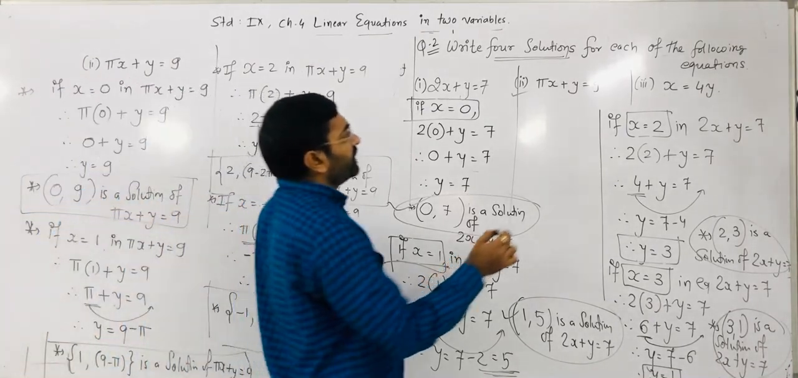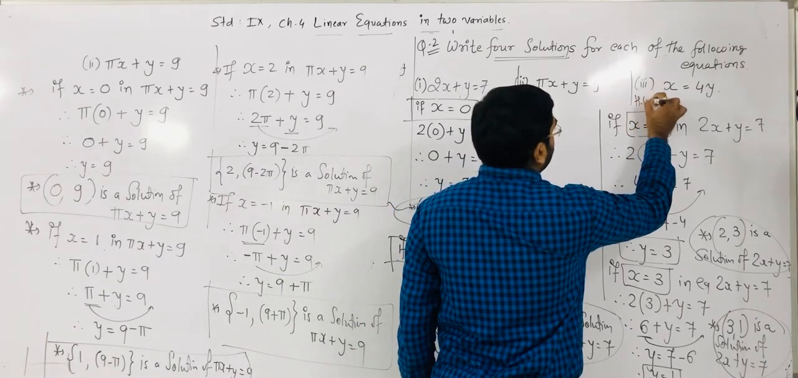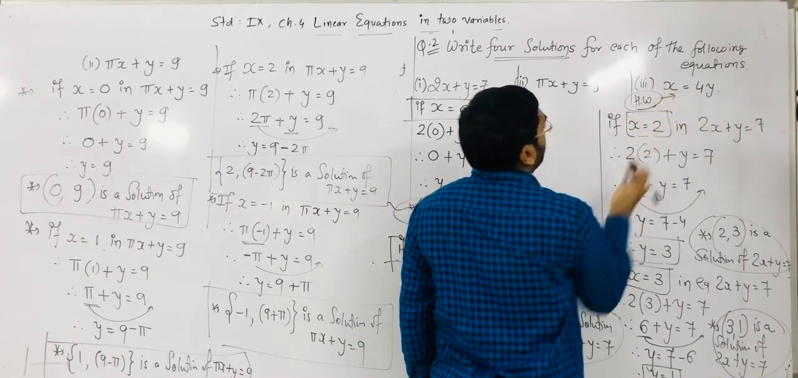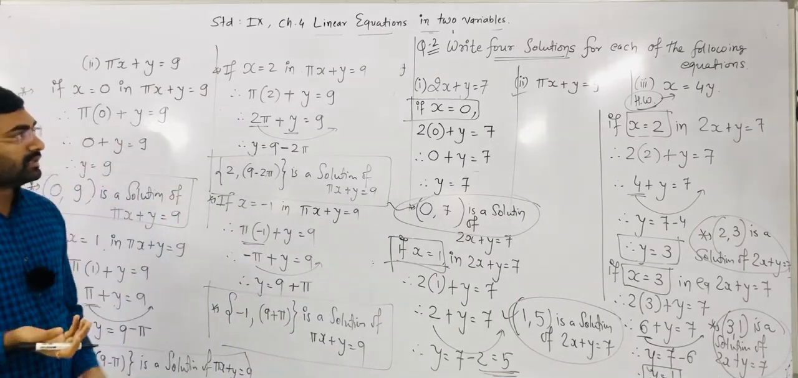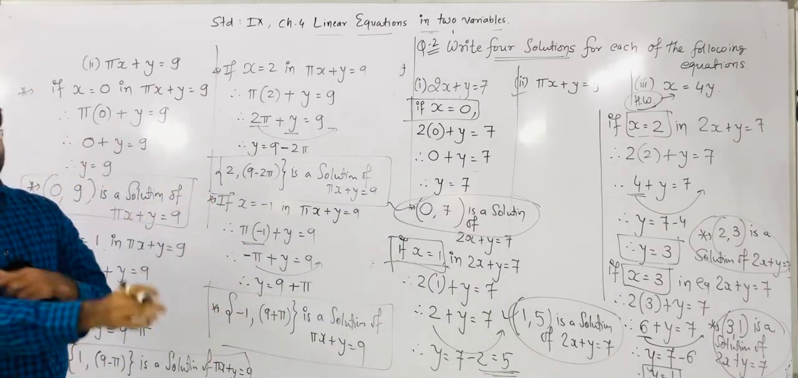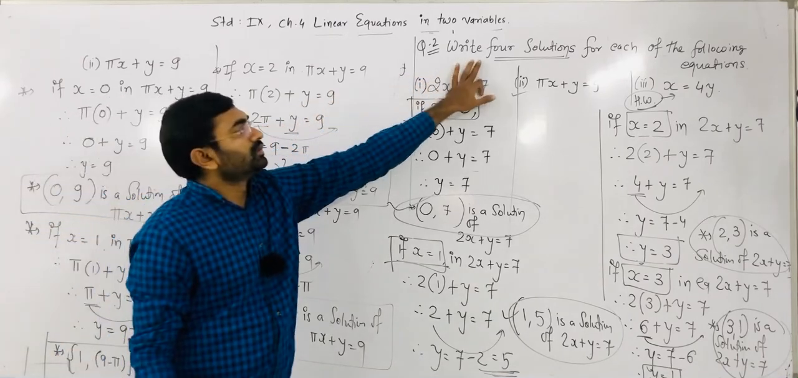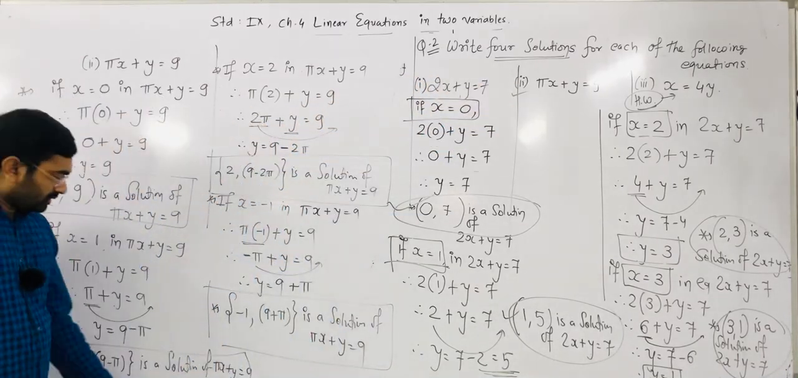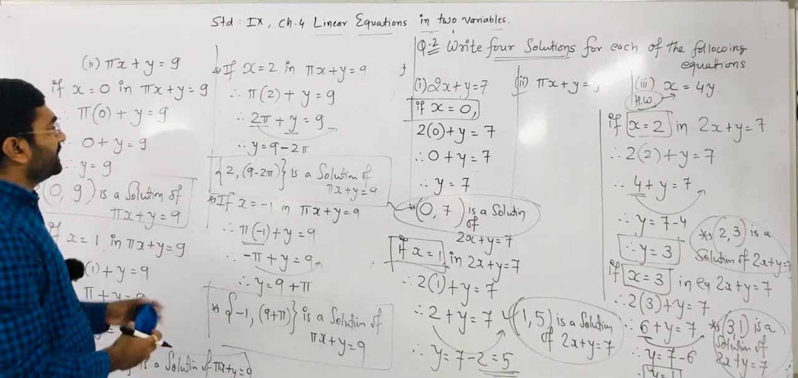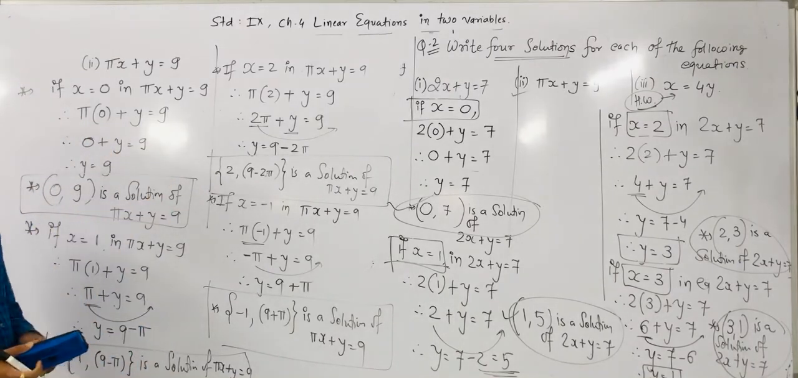Okay, so in the same way I hope all of you solve the third one. You have to take different values of x, x is equal to 1, 2, 3. You can also take minus 1 and find out their y value and write down the fourth solution. So you have to solve it in your homework. It is very easy, you just have to find the solution.